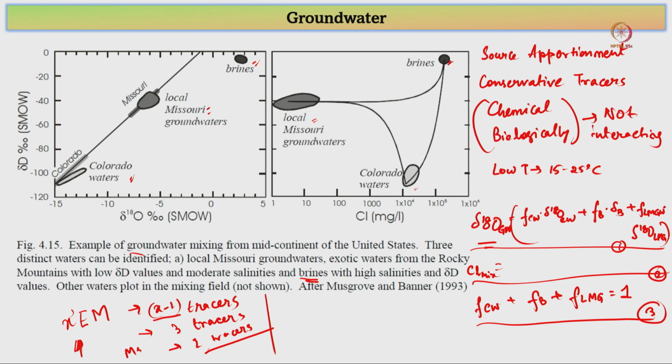Now, what happens if we do not have very good control of our pseudo conservative tracer, something like electrical conductivity or chloride? Then we may have to depend on another way to utilize delta 18O and delta D values, and that comes from this term called deuterium excess. We will use this parameter because this D excess value is independent of delta 18O. There is no delta 18O and D excess correlation.